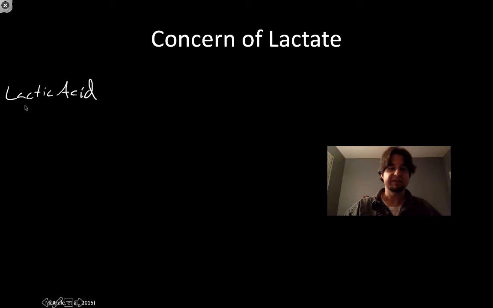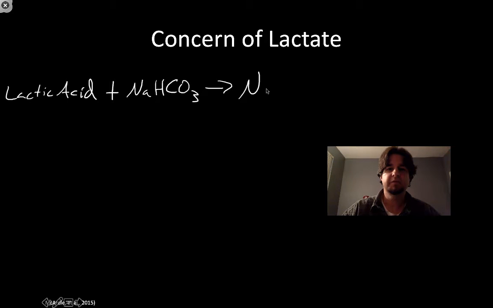At the end of fermentation, lactic acid is made, and this lactic acid, as we said before, is going to quickly dissociate into lactate. So to help facilitate that process is a buffer, sodium bicarbonate. And the sodium bicarbonate is going to react with the lactic acid to form sodium lactate.